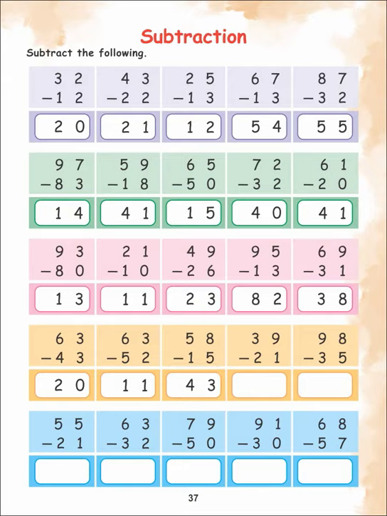39 subtract 21, 18. 98 subtract 35, 63. 55 subtract 21, 34. 63 subtract 32, 31. 79 subtract 50, 29. 91 subtract 30, 61. 68 subtract 57, 11.